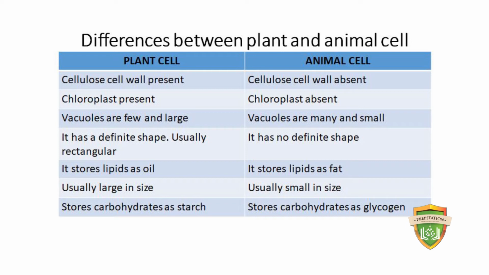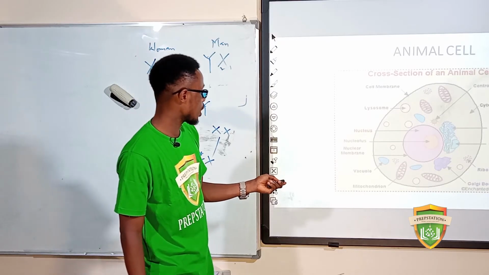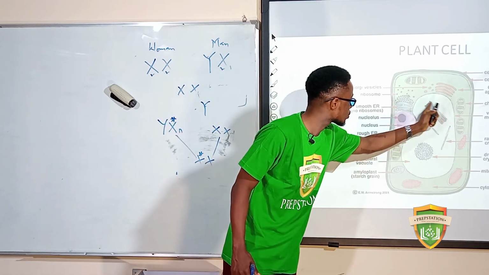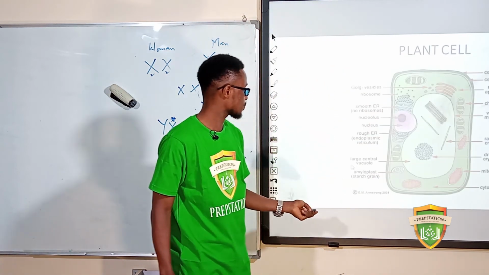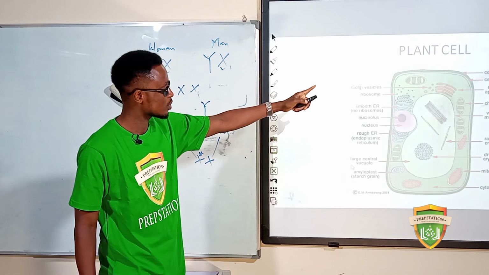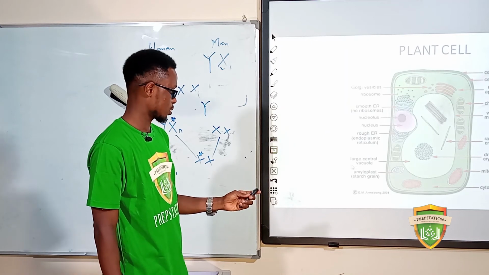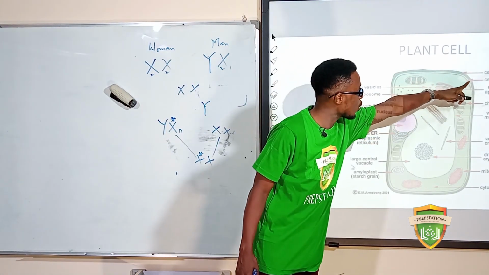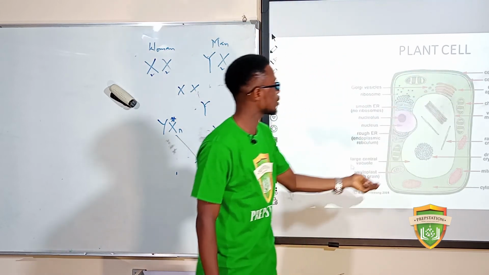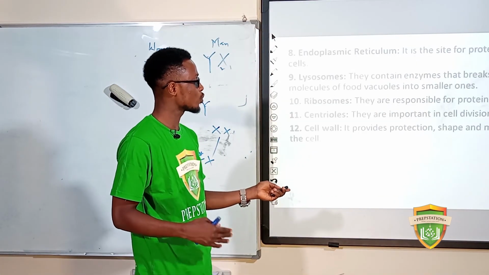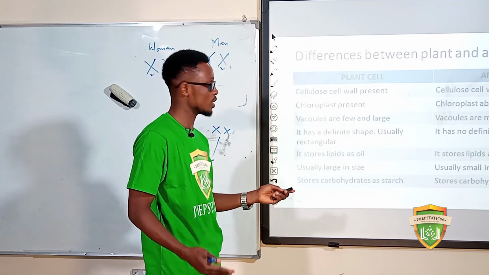Absent. Now, vacuoles are few and large in plant cell, while for animal cell, they are what? Many and small. For plant cell, this is the vacuole, a large central vacuole. That's why for plant cell, the vacuole is large. Why for animal cell, it is what? Small. The first one which I said was cell wall, because cell wall is present in plant cell, but in animal cell, we don't have what? Cell wall. That's why I say you should study the diagram, know which one is present in plant cell and which one is absent in plant cell.